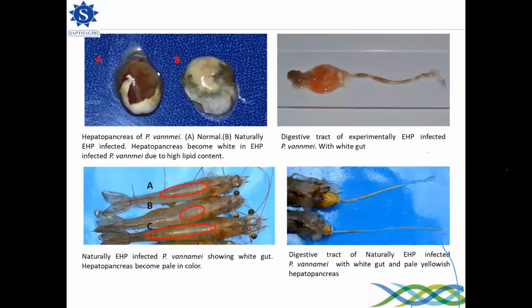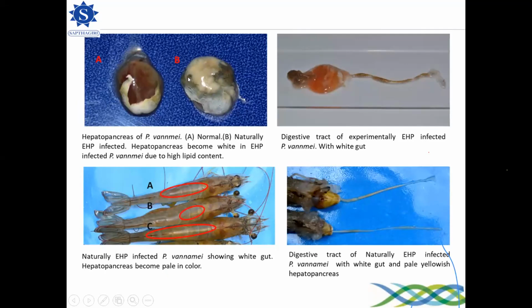This is a comparison of normal and naturally infected EHP vannamei. You can see in the first picture the hepatopancreas, where the outer white color is the epithelial lining which we observe through the shrimp. Inside, we can observe a thick red or pinkish color. They indicate a healthy shrimp hepatopancreas.